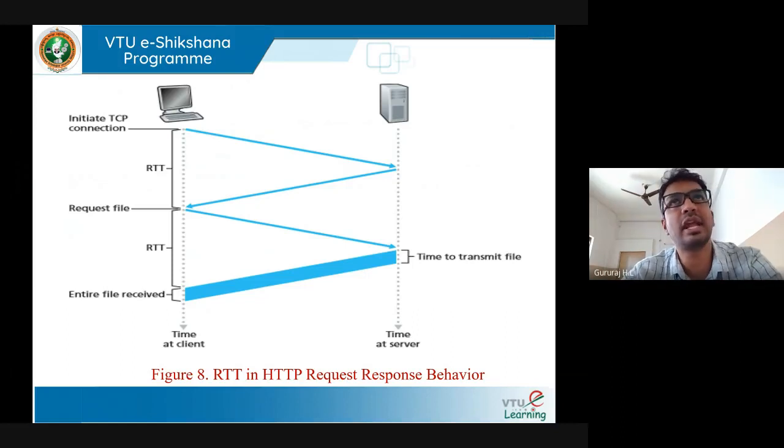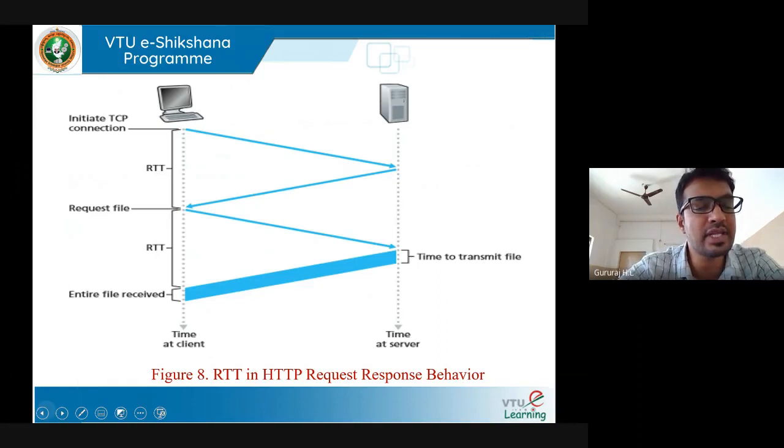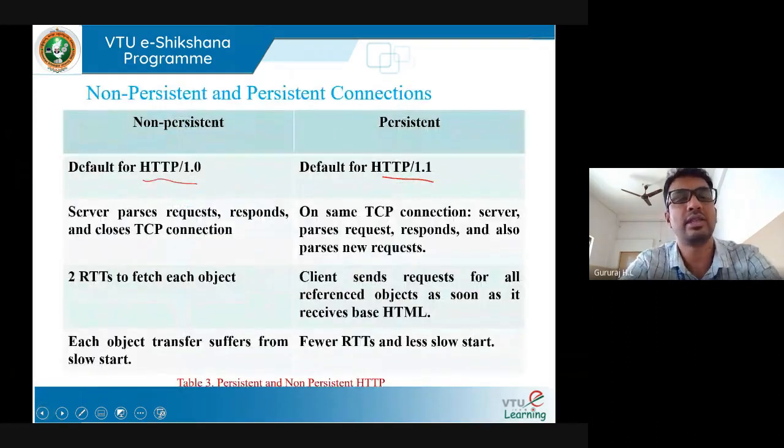Persistent communication is a version of the HTTP protocol wherein for each and every request and response, one RTT is required for fetching one object. But in the case of non-persistent communication, with a single request, I can fetch many objects, hence it is called non-persistent communication. By this discussion, we can check the comparison between non-persistent communication and persistent communication. You can check out here.